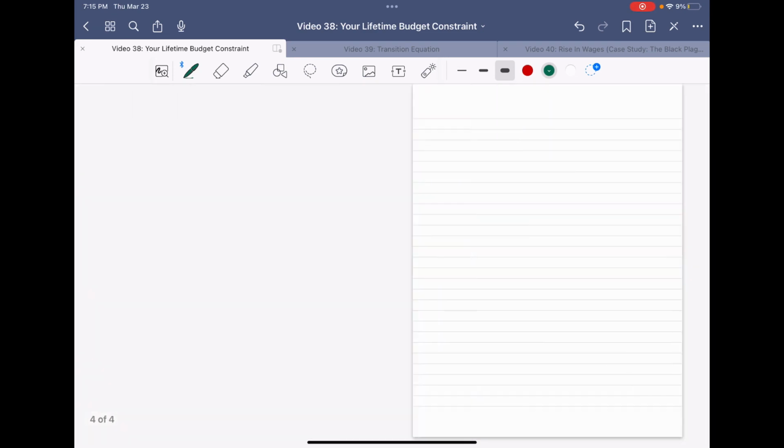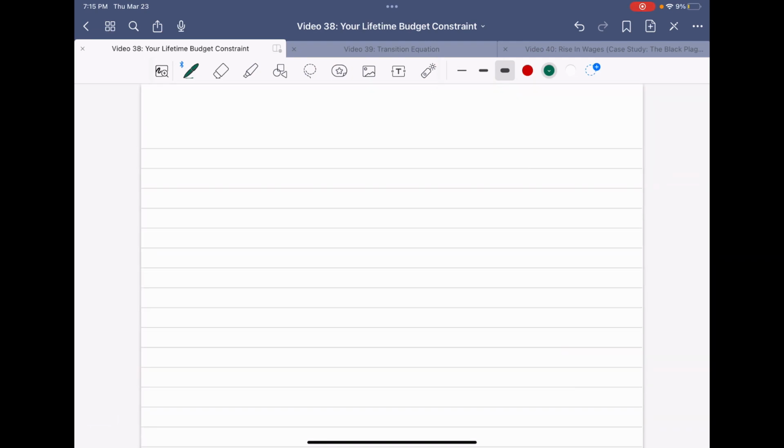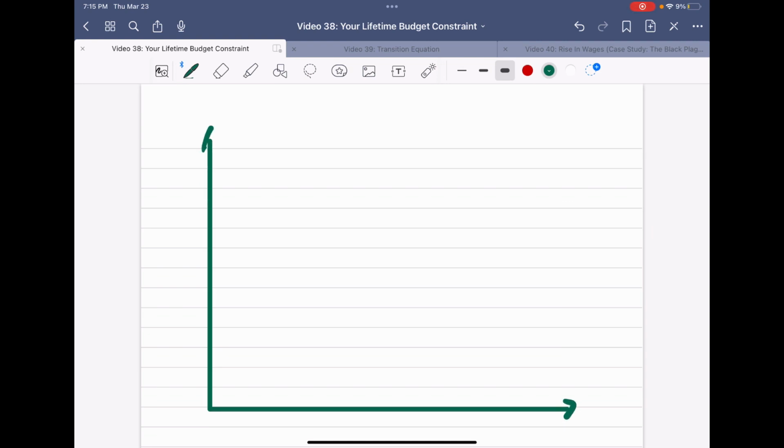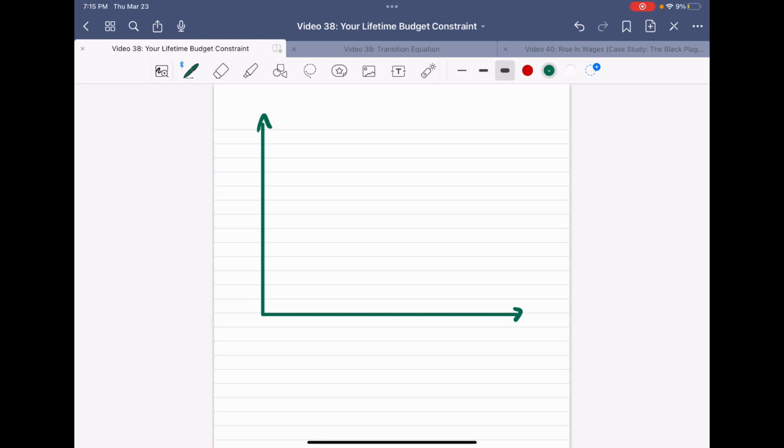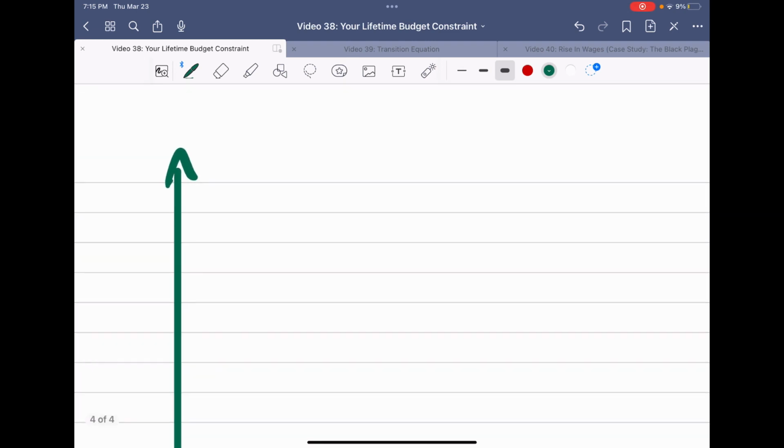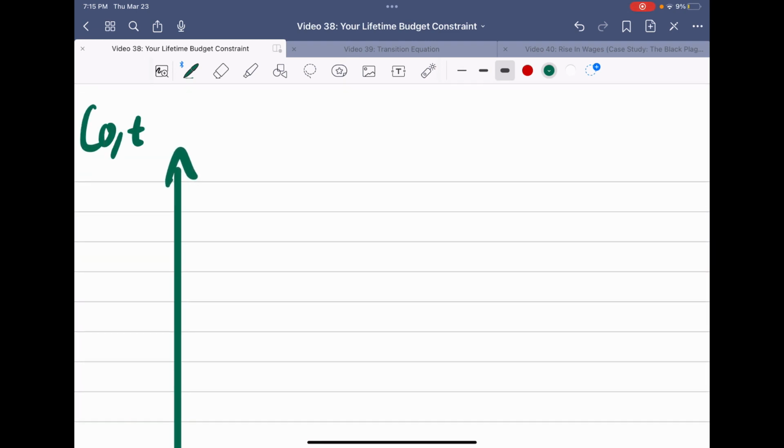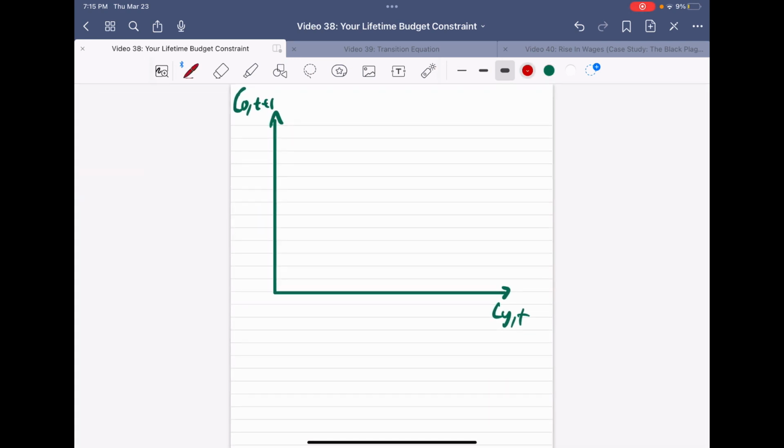So now let's plot our budget constraint. If you're familiar with microeconomics, then this helps. So we have a budget constraint. On our x-axis, we have C_Y,t. On our y-axis, we have C_O,t+1. In this case, we are trying to present the trade-off from our lifetime budget constraint. I'm going to write it down again: W_t equals C_Y,t plus C_O,t+1 over 1 plus r_t+1.